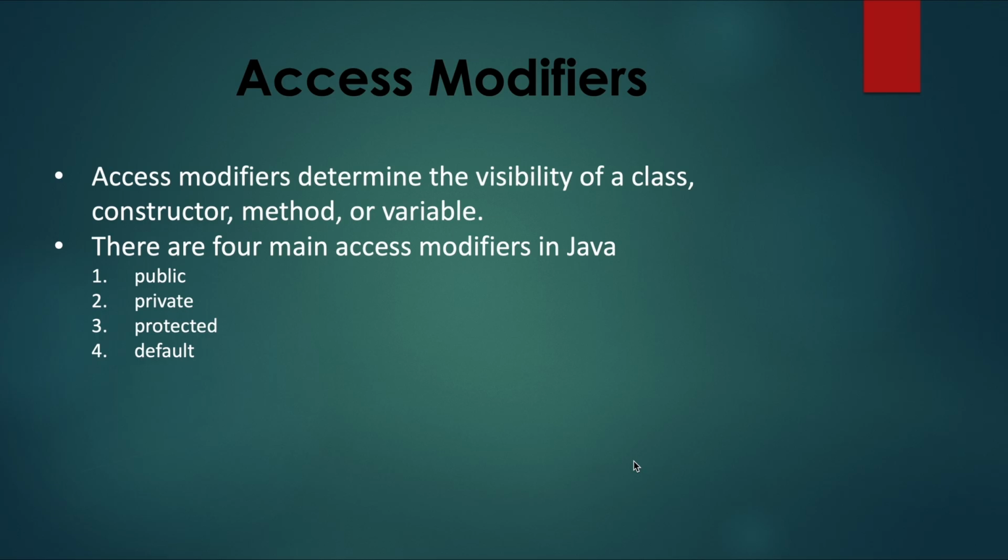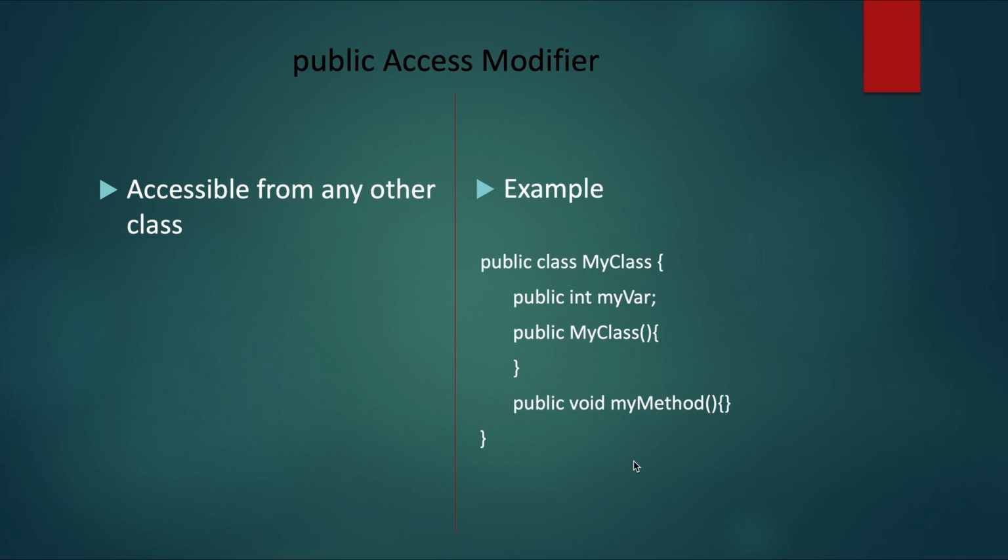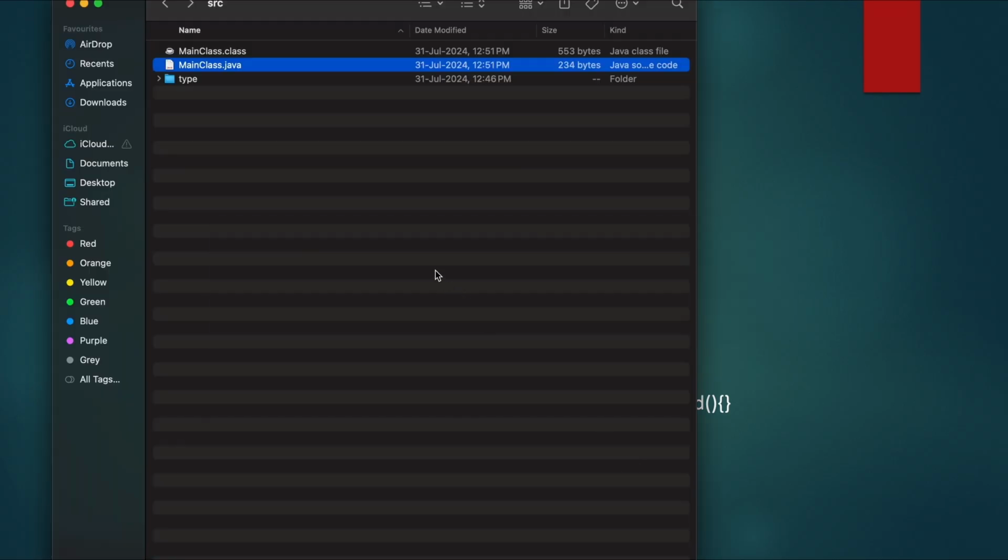First, let's see the public access modifier. What is the public access modifier? If we make a class, variable, constructor or method public, we can access our class or the members of our class outside of the class, within the package, or outside of the package. It is simple: if we give public, our class will be accessible from anywhere. So let's see an example.